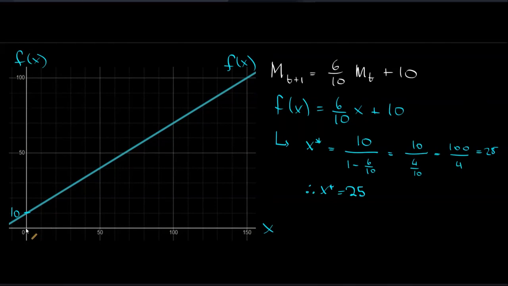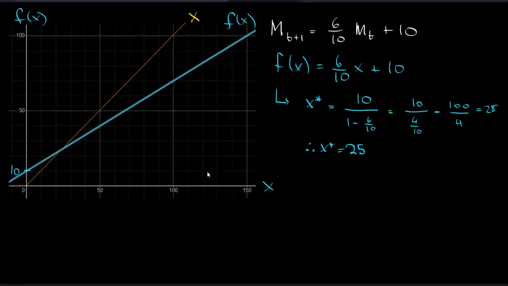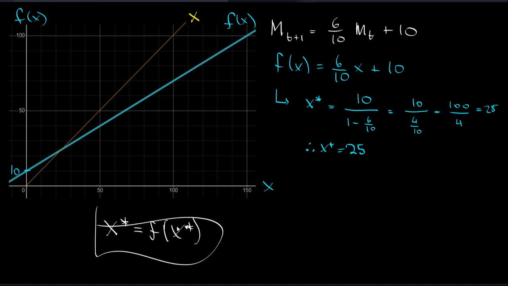One thing you can do with cobwebbing is find the equilibrium graphically. All you do is plot your f of x function, your updating function, and beside it, you plot the function y equals x. It's a straight line, the easiest function you've seen. Remember that to find the equilibrium, we set x star equal to f of x star. This says that whatever we put into our updating function, we get that thing back.